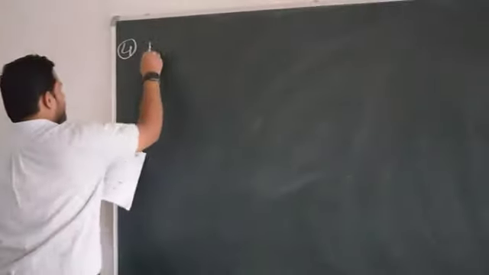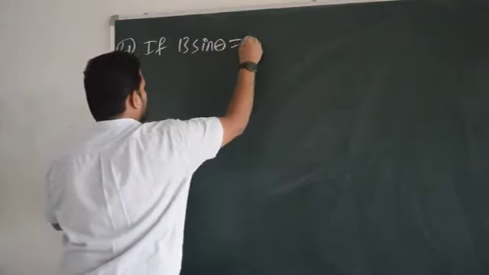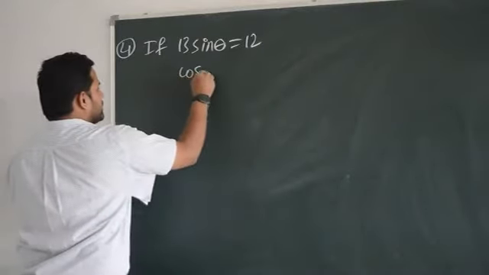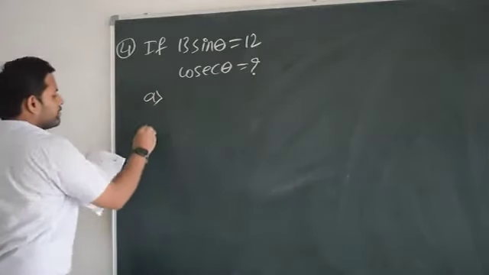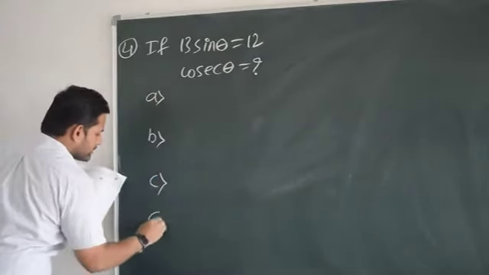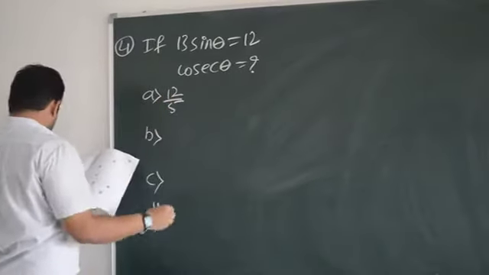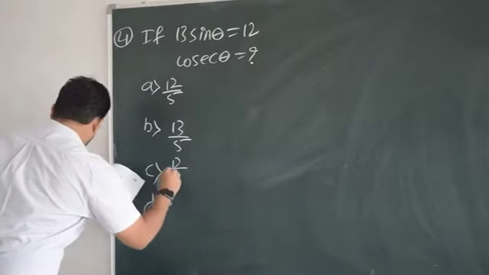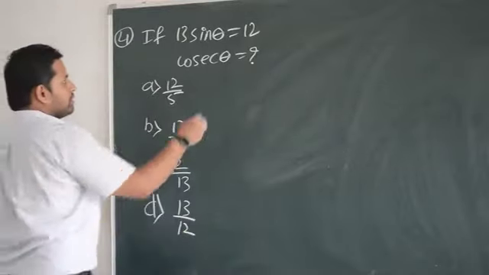The fourth question was very simple. It was asked like this: if 13 sin theta is equal to 12, cosecant theta is equal to question mark. It was written in word format, I am just writing it in simple words. Three options were given. The first one is 12 divided by 5. Second one was 13 divided by 5. Then third one is 12 divided by 13. Then we have 13 divided by 12. You can do it now easily.